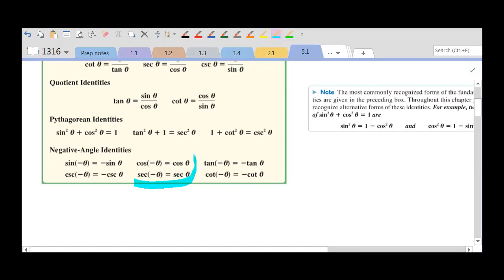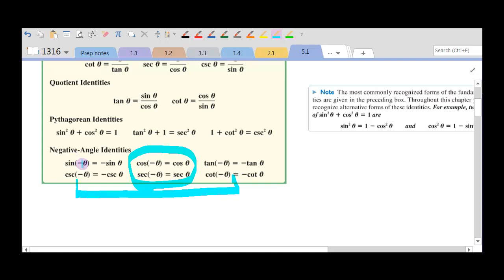I'm going to focus on these middle two right here, which deal with both cosine and secant, and we know that those two are related. These are the only two that are different from the remaining 4 identities, so I want to focus on them first. When I am finding the cosine of a negative angle, that's going to be equal to just the cosine of the positive angle. So the cosine of negative theta is equal to just cosine theta. In other words, they're the same. Same thing with secant: secant of negative theta is just the same as secant of positive theta. That's different from the remaining 4 over here.